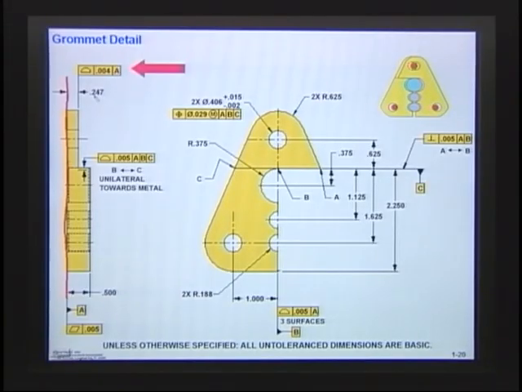So it says 247. When I put a profile of 4, what it's really saying is that surface can come in to, or that surface can come out to, right? That's my tolerance zone.